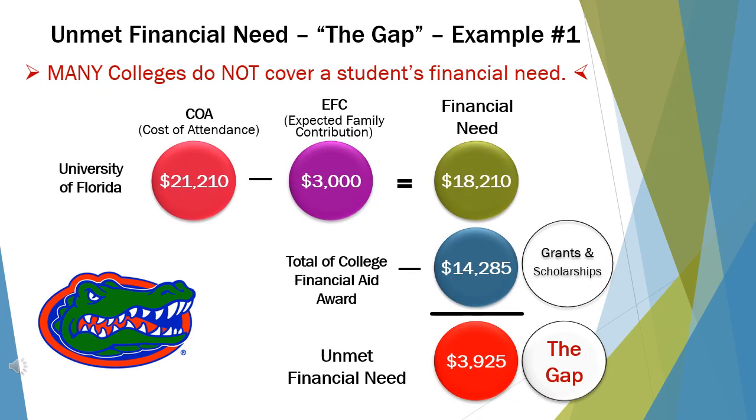Many colleges do not cover a student's financial need, and this slide shows the gap students may have. For example, the University of Florida may award you $14,000 in financial aid, but you will still need to cover a gap of about $4,000 plus the $3,000 expected family contribution, or EFC.